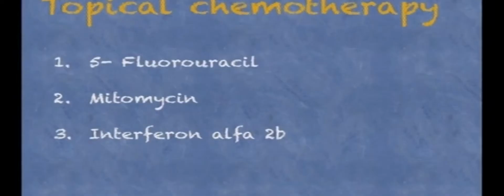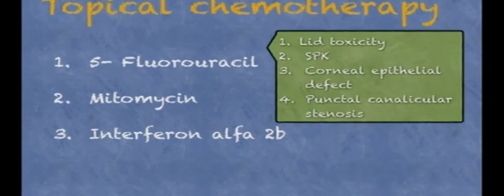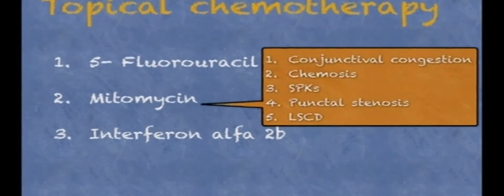Topical chemotherapy consists of 5-fluorouracil or mitomycin or interferon alpha 2b. However, with 5-fluorouracil, the side effect profile is pretty high. 60% of the patients are reported to have surface side effects like lid toxicity causing entropion or ectropion, SPKs, corneal epithelial defects, punctal canalicular stenosis. With mitomycin also, conjunctival congestion happens in 60% of the patients. There can be conjunctival chemosis, SPKs, punctal stenosis, limbal stem cell deficiencies.